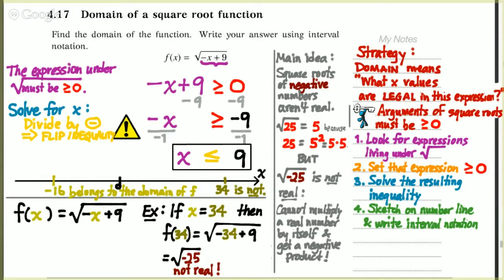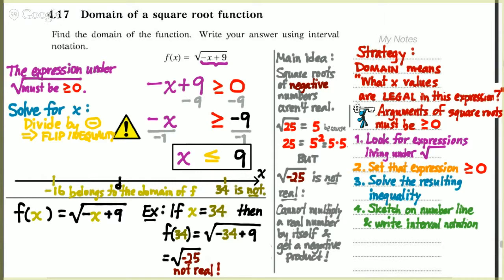But 34, which we earlier said was not a part of the answer, does not work in this answer because 34 is not less than or equal to 9. So that passes our little gut check from the work that we did earlier. So one way of expressing our answer might be saying that the domain of this function is the set of all x's which are less than or equal to 9. However, the problem asks us to express this in interval notation.